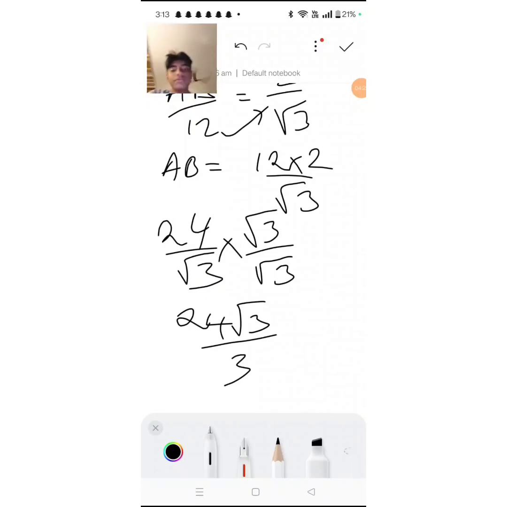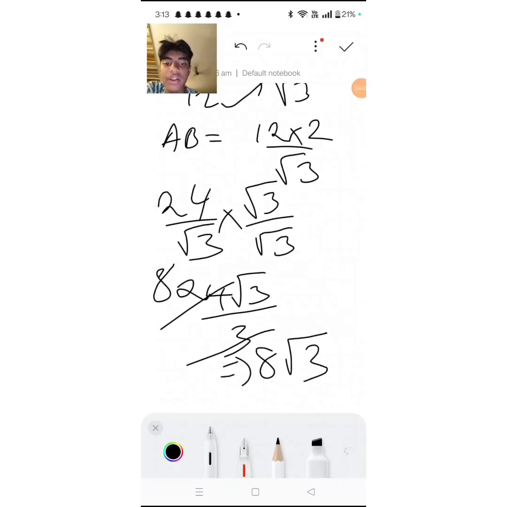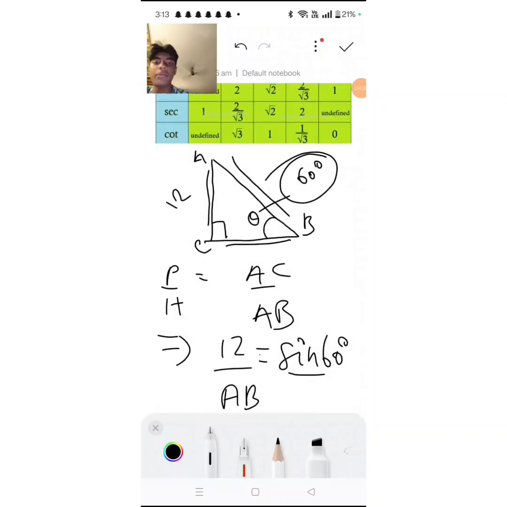Now this 3 will cut with the 24. How many times will it cut? 8 times. So it's ultimately just 8 root 3. This 8 root 3 will be your hypotenuse. So now that you know this hypotenuse, this square minus 12 square will be equal to BC square, right? And then to find BC, you have to find the square root of that.